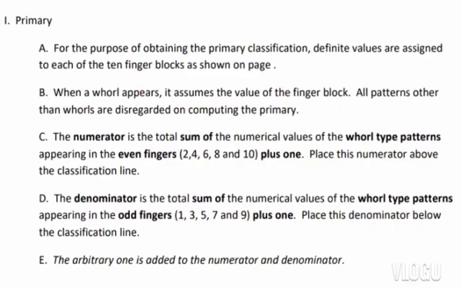The numerator is the total sum of the numerical values of the whorl type patterns appearing in the even fingers 2, 4, 6, 8, and 10 plus 1. Place this numerator above the classification line. The denominator is the total sum of the numerical values of the whorl type patterns appearing in the odd fingers 1, 3, 5, 7, and 9 plus 1. Place this denominator below the classification line. The arbitrary one is added to the numerator and denominator.